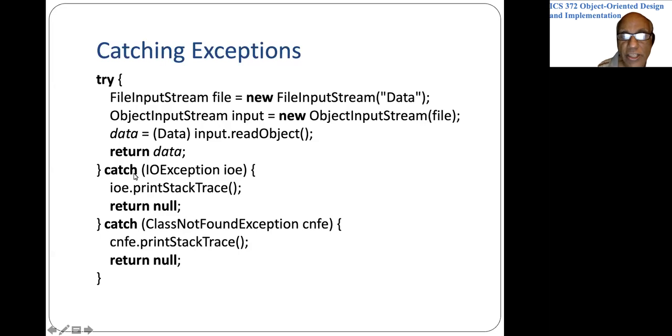So you write catch, and in parentheses, you put the name of the exception. This can cause IO exception, so I put IO exception here. This is the name of the exception, which you have to find from Java documentation. There is no other way. And you give a reference here.